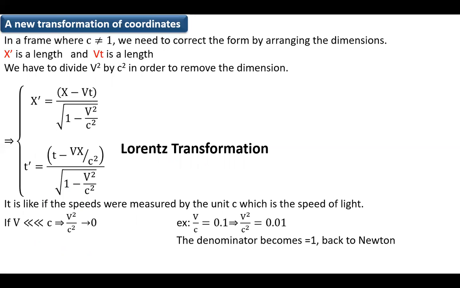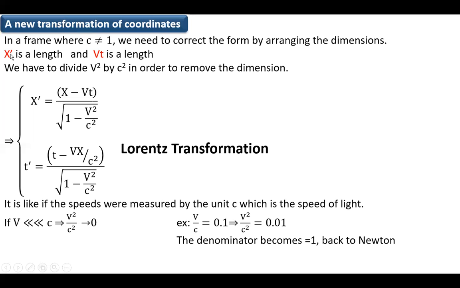If you are writing this equation in a frame where c is different from 1, we need to correct the form by arranging the dimensions. So let us recall the dimensional analysis that you saw in the course of classical mechanics of the first year. The dimensional analysis tells you that both sides of an equality should have the same dimension. So if you have a length on one side, you should have a length on the other side. If you have a time on one side, you should have a time on the other side.